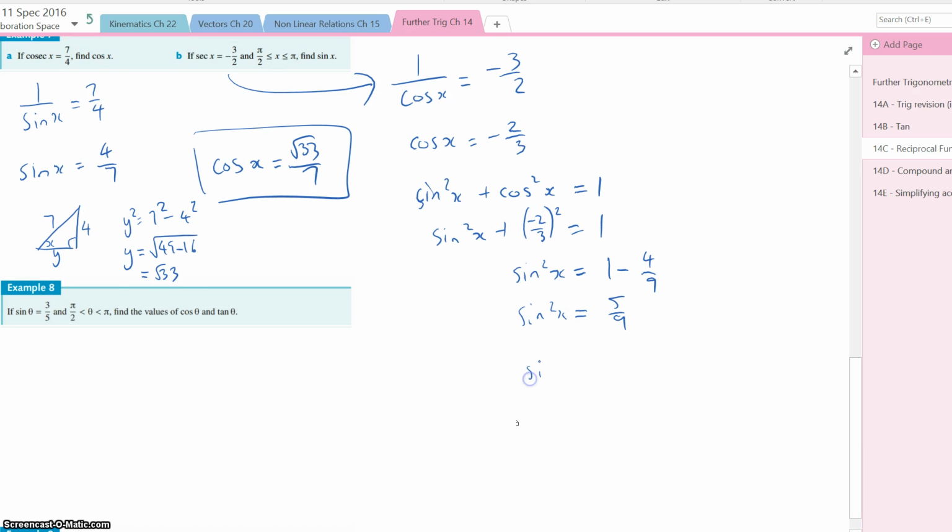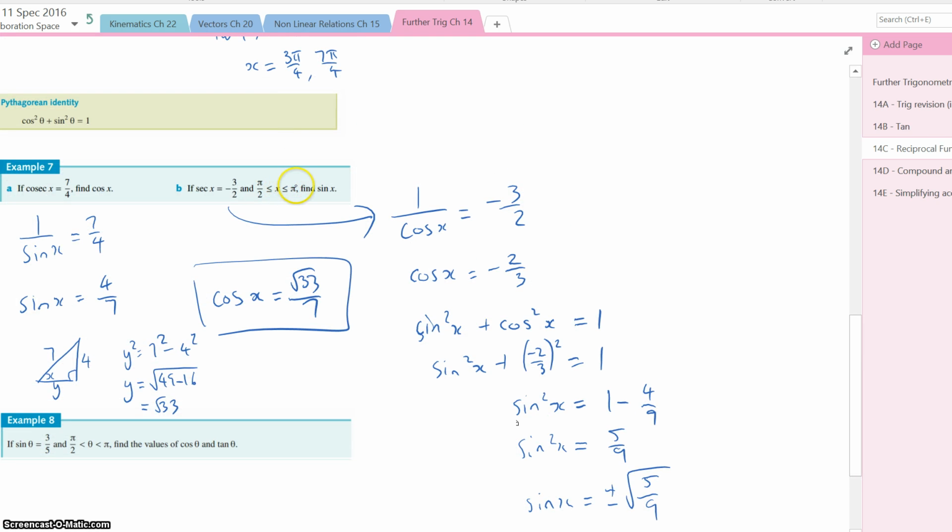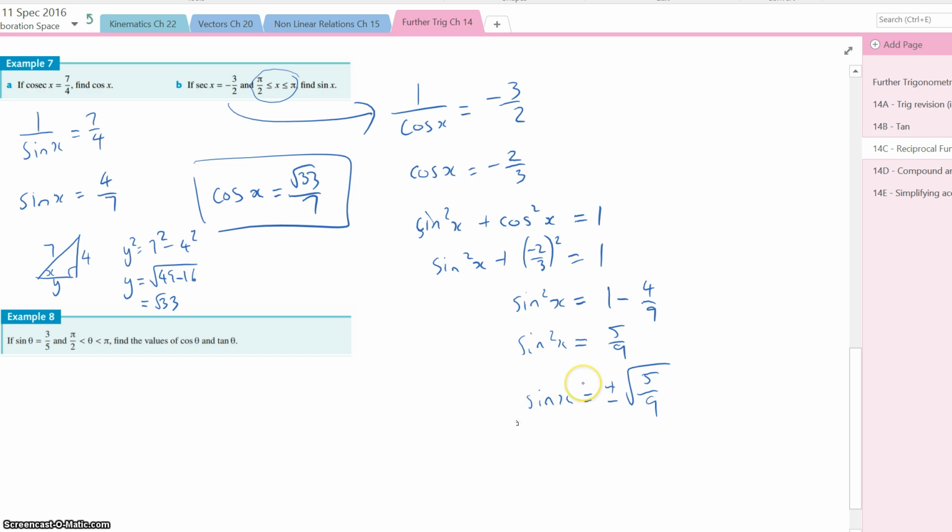Now I get sine x equals positive or negative root 5 over 9. How do I know whether it's positive or negative? Well, it says that it's in this quadrant, and it's sine, so therefore it's positive in that quadrant. Sine x must be positive root 5 over 3, because the root 9 ends up being 3.